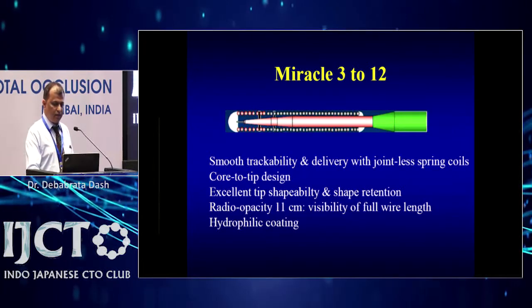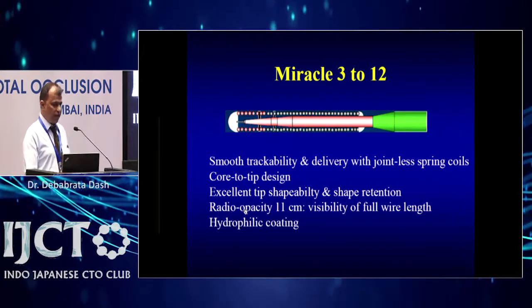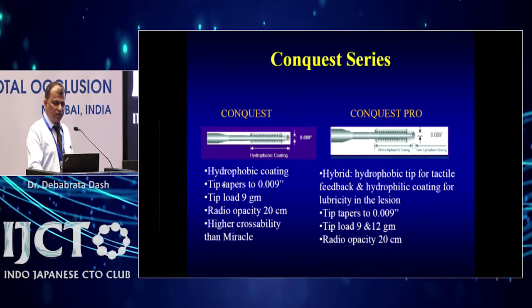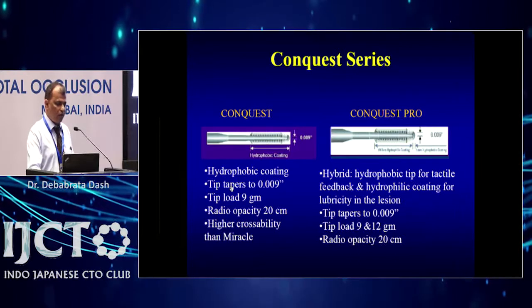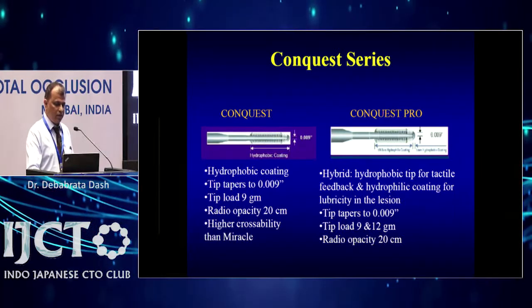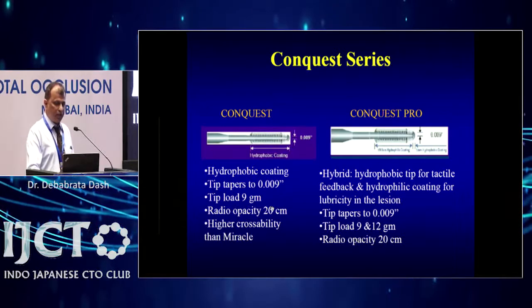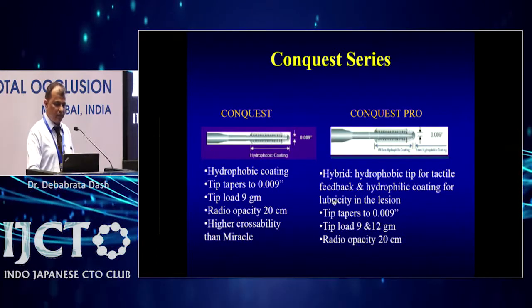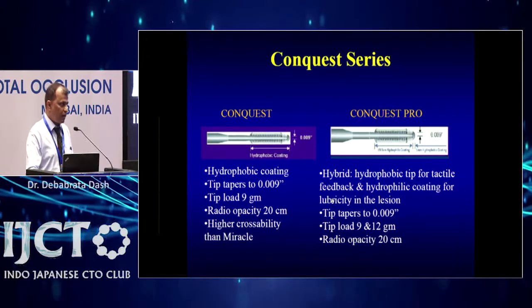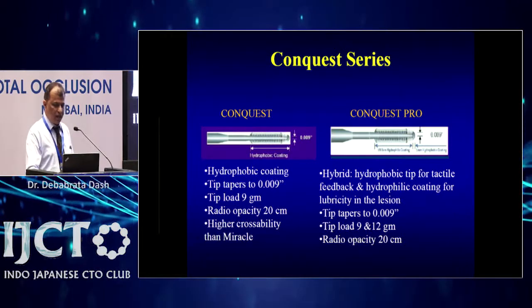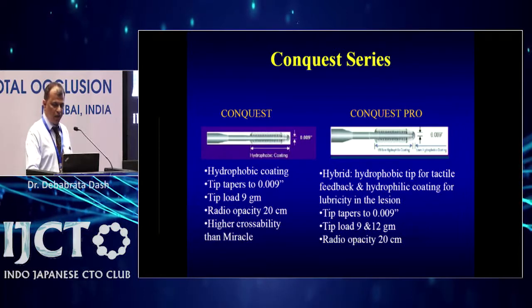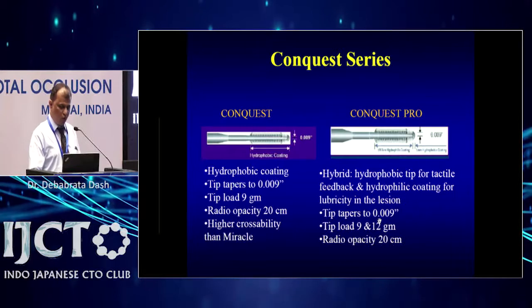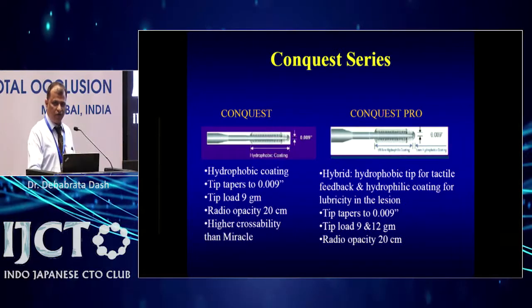This has got a smooth trackability, excellent tip shapeability and retention. The Conquest series has a hydrophobic coating, only Conquest, and tapered one, but then Conquest Pro is hybrid. As I said earlier, the tip is hydrophobic for better tactile feedback, and the body is hydrophilic for better navigation. The tip tapers to 0.009 inch and the tip load is 9 and 12.